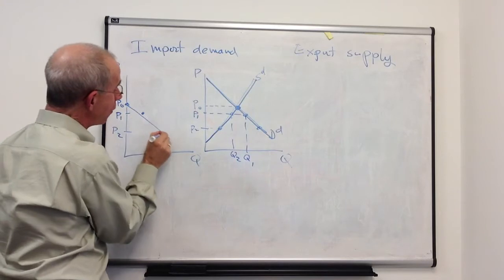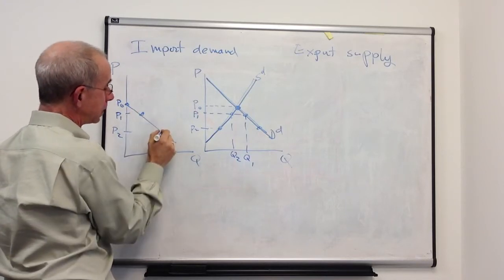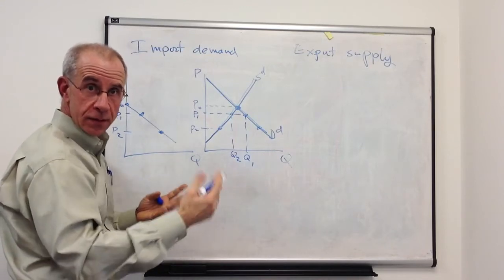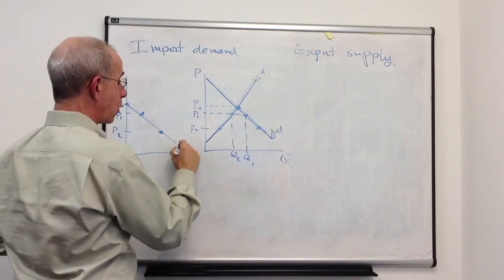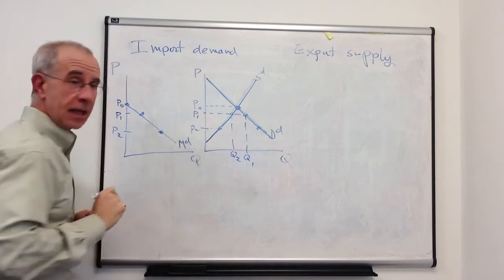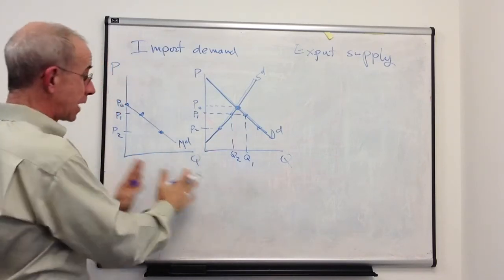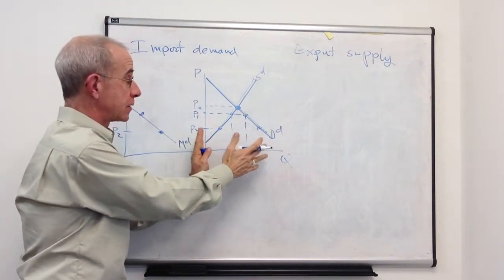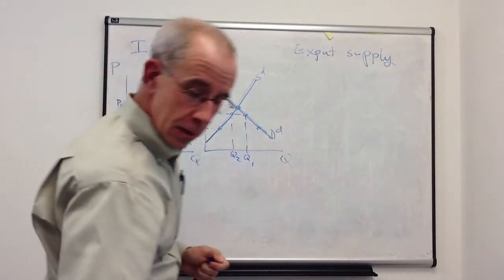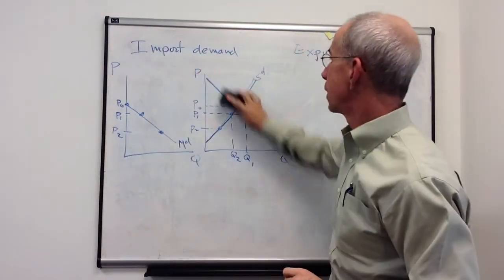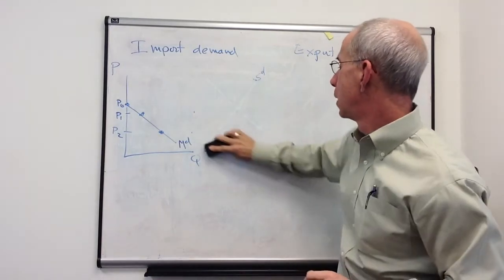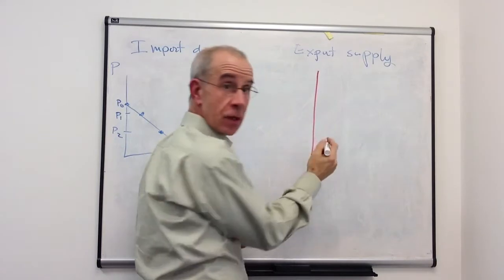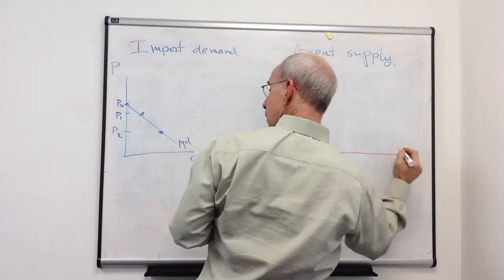And if we connect all these different possible quantities that the country wants to import at different prices, what we're going to get is the import demand curve. So again, that is generated from this set of relationships. Okay? Now, let's take a look at this from the exporting country's standpoint. It's going to be exactly the same kind of relationship.